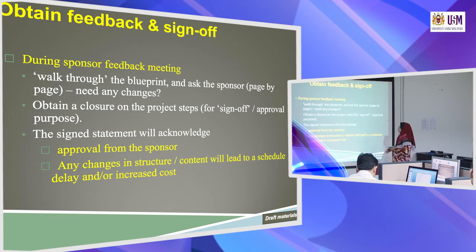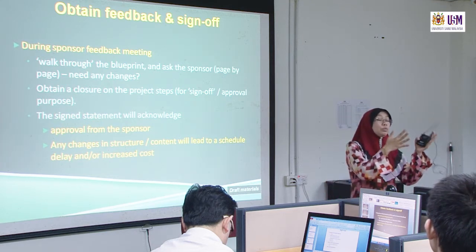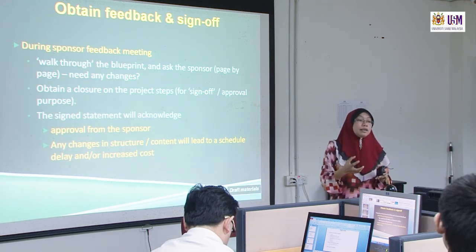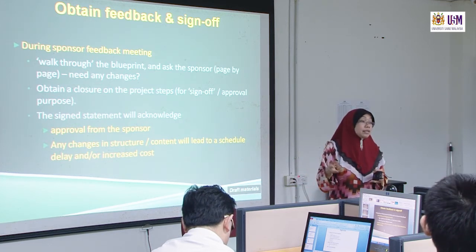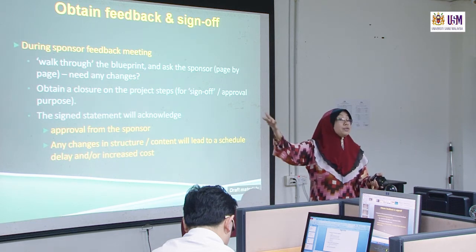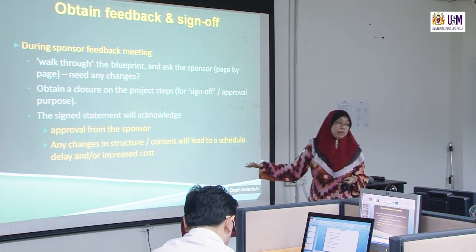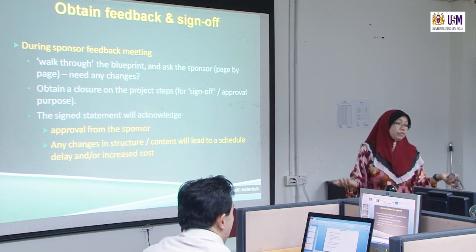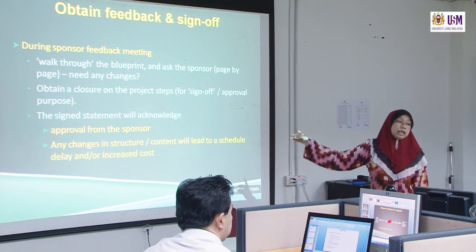So obtain a closure on the project step for sign-off and approval purposes. And then the signed statement will acknowledge approval from the sponsor, and any changes in the structure or content will lead to a schedule delay or increased cost. Meaning that if we have decided the program book is like this, but suddenly you say we have to change because the sponsor said so, but Roseline already sent the draft to the publisher, then the cost will increase. Maybe they have to tear out one page and change it with another page, then the cost will increase. So it is very critical.